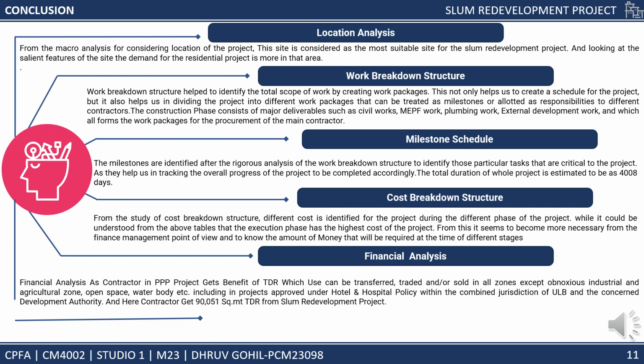In the cost breakdown structure, we conclude that the execution phase has the highest cost of the project. From this, it is very necessary from the finance manager's point of view to know the amount of money that will be required at different stages. In the last, financial analysis, this project is financially viable for the contractor. The contractor gets 90,050 square meter of TDR and also gets the benefit of free sale land from this project. Thank you.